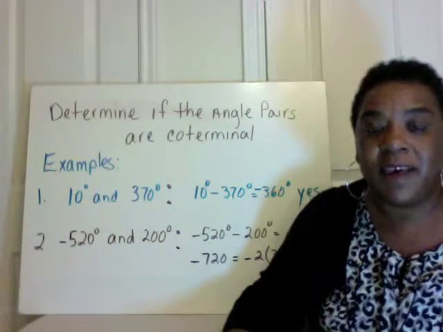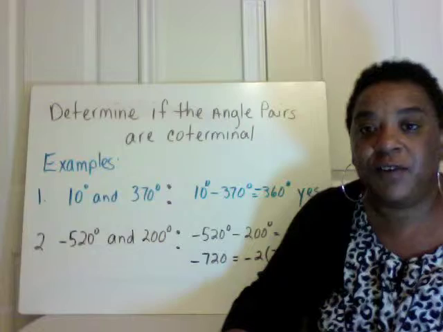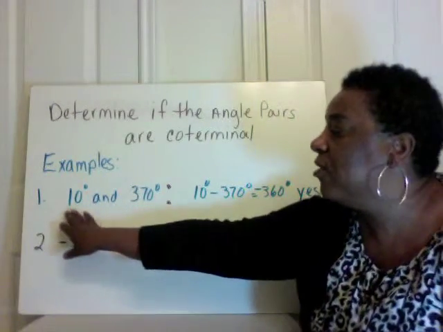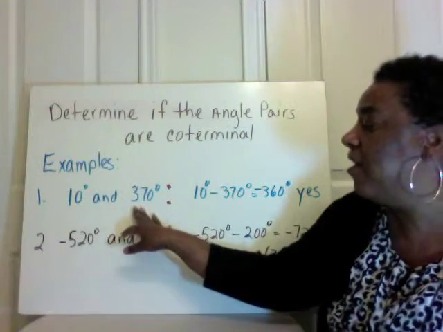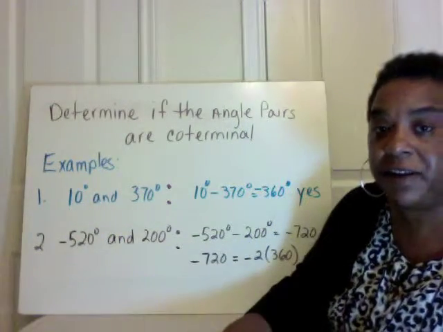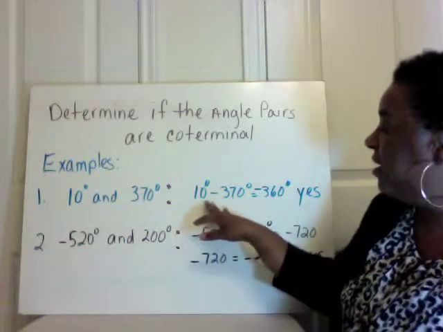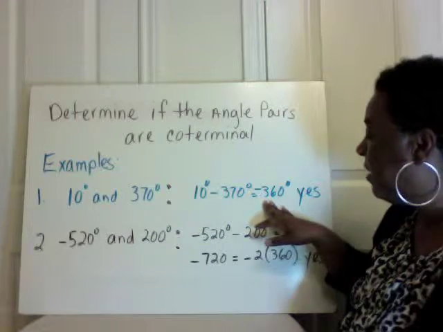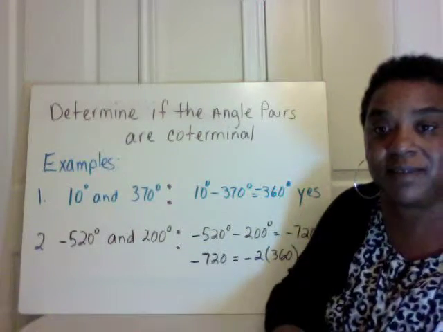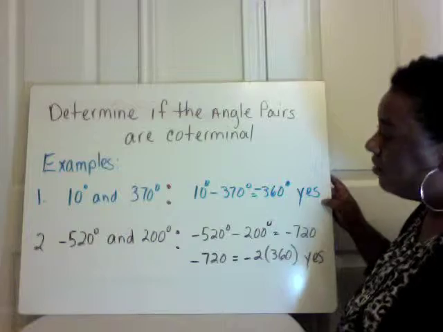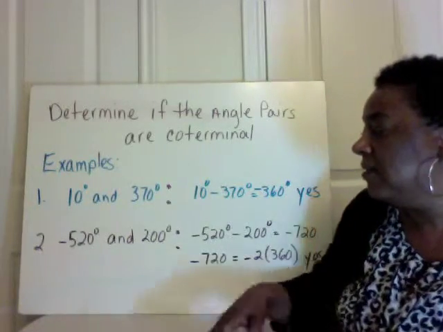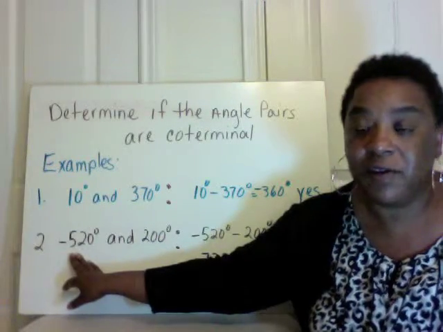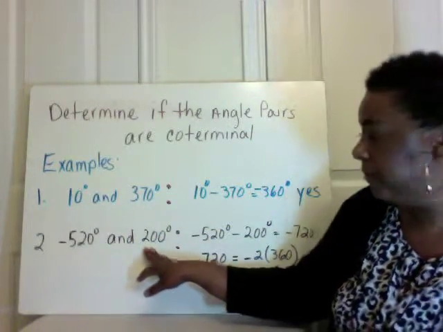So let's look at some examples where we will determine if two angles are coterminal. We have an angle of measure 10 degrees and an angle of measure 370 degrees. So 10 degrees minus 370 degrees equals negative 360 degrees, which is a multiple of 360, and so they are coterminal.